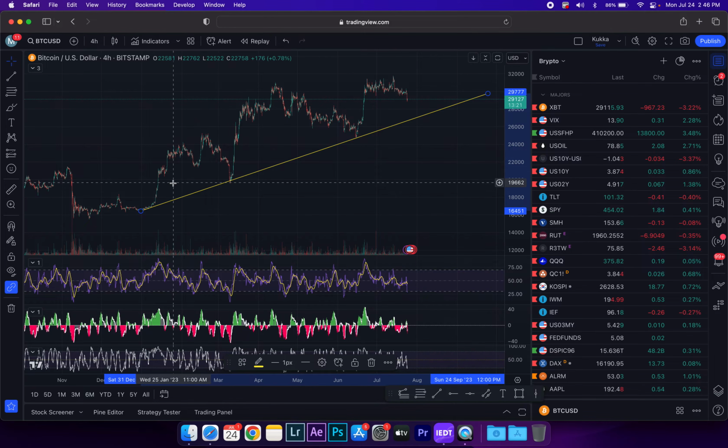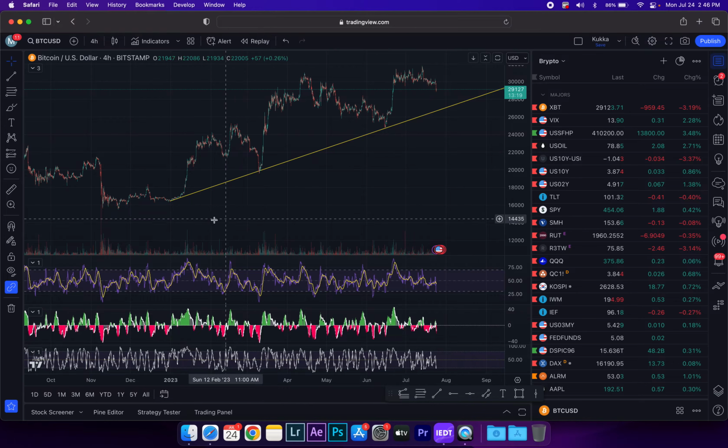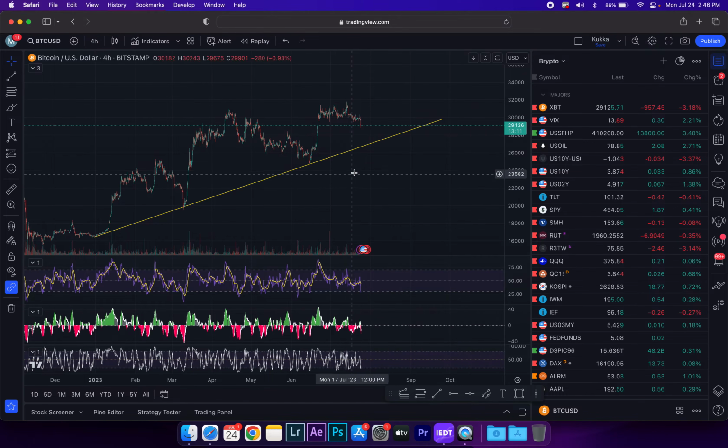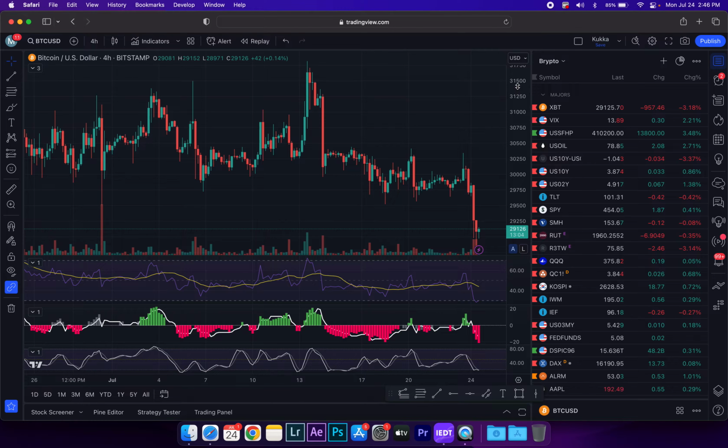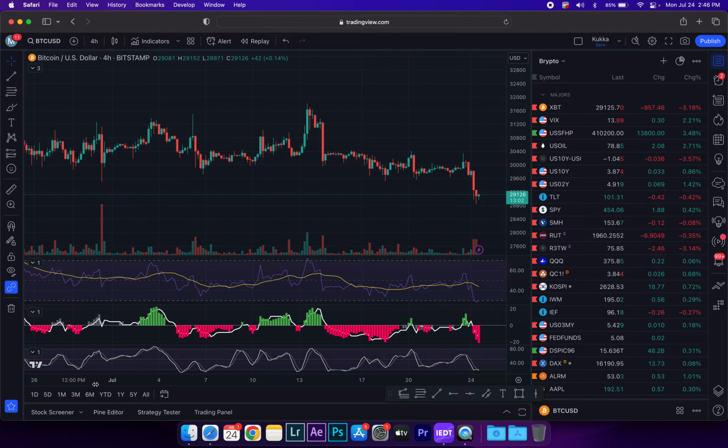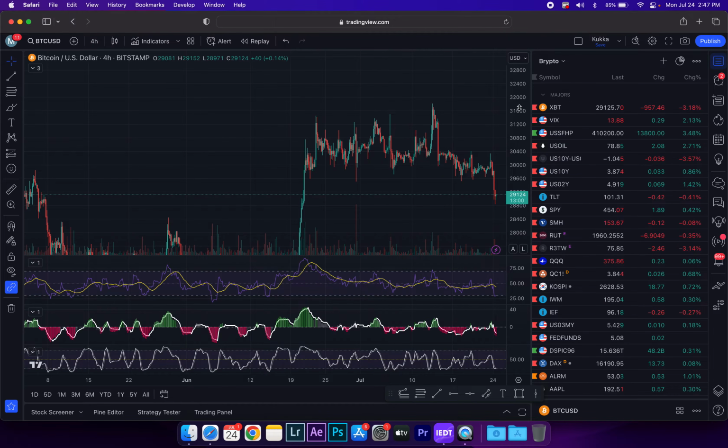for Bitcoin. सही है. So now what we've done is we've 3 touch points आपको identify करने पड़ते हैं, at least 1 touch point, 2 touch point, 3 touch point. Now we see that currently Bitcoin has broken its horizontal support. जो अभी हमने ड्रॉ की थी उसको हम एक दफ़ा फिर से ड्रॉ करेंगे.